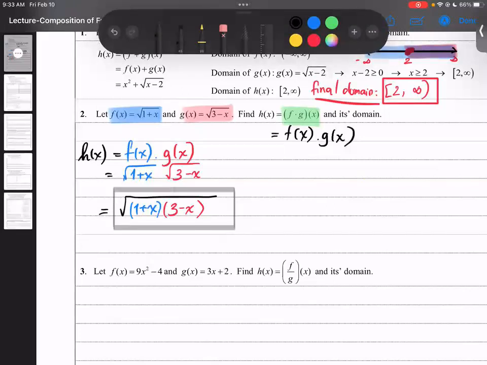So the alternative answer will be, 1 times 3 first, so 3, then 1 times negative x is negative x, and positive 3x, so plus 2x, and negative x squared. Either or.